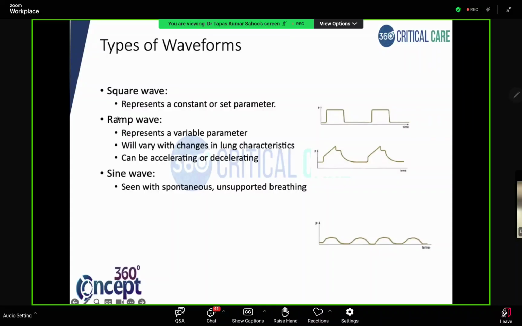Now, the case with the ramp wave, it is a variable parameter. It will vary with the changes in the lung characteristics. It can be accelerating, it can be decelerating. And the sine wave is seen with the spontaneous unsupported breaths like this.